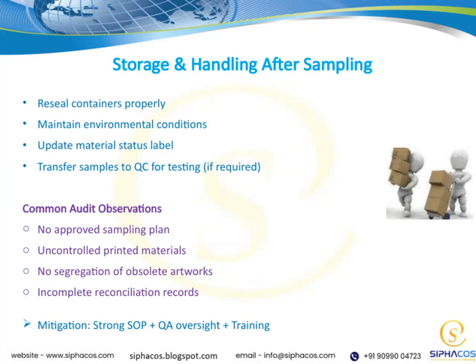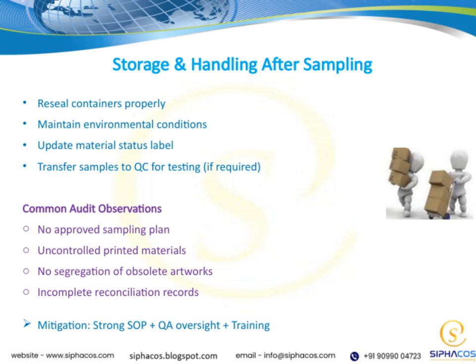Now, let's talk about storage and handling after sampling. First, it's crucial to reseal containers properly to prevent any contamination or spoilage. Maintaining the right environmental conditions, such as temperature and humidity, is also essential to preserve sample integrity. Don't forget to update the material status label to reflect the current condition or location of the samples. And if testing is required, make sure to transfer samples promptly to the QC department to ensure timely analysis.